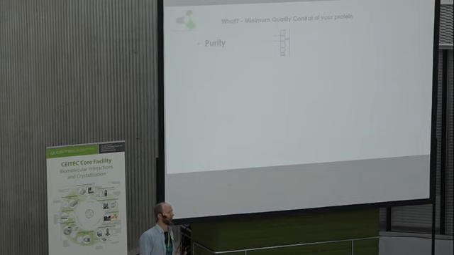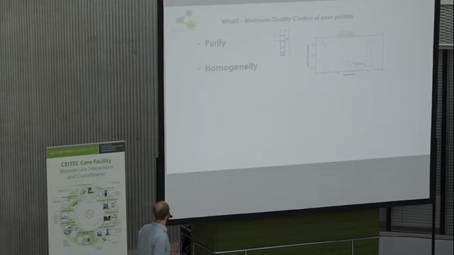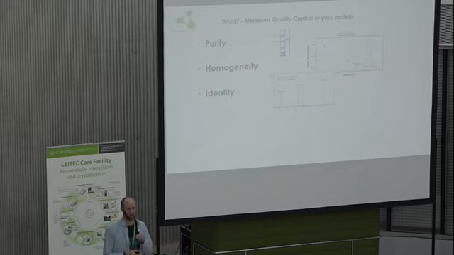Is it really pure? Are there any contaminations? The other thing that you want to check is homogeneity. Is it aggregated? How much of it is monomeric? Are there oligomeric states? Is it a mixture of different species? What do you have in there? And the third minimum check that you have to do is the so-called identity check.